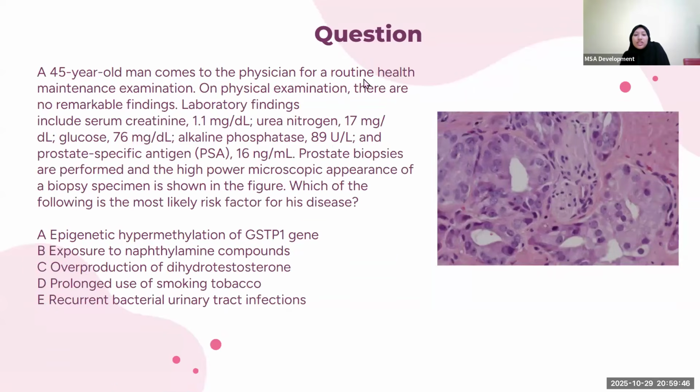A 45-year-old man comes to the physician for a routine health maintenance examination. Physical exam shows no findings. Creatinine is 1.1, which looks normal. Urea is okay. Alkaline phosphatase is a bit high, 89. Prostate specific antigen is more than 10, 60. Prostate biopsies are performed and high power microscopic appearance is shown.